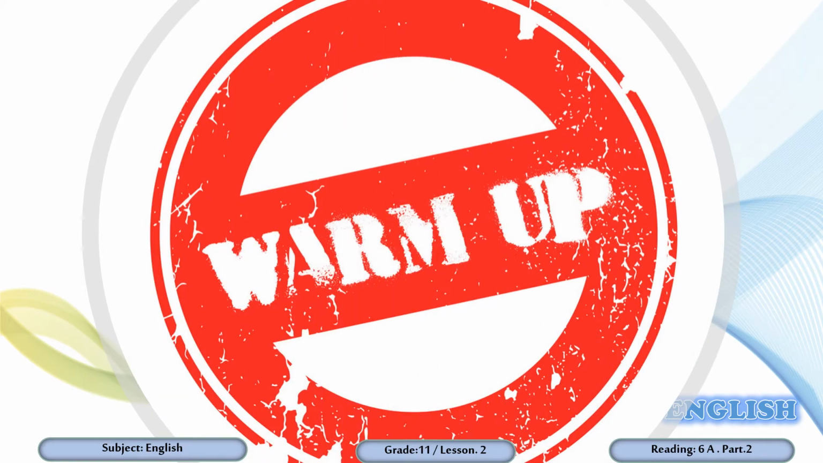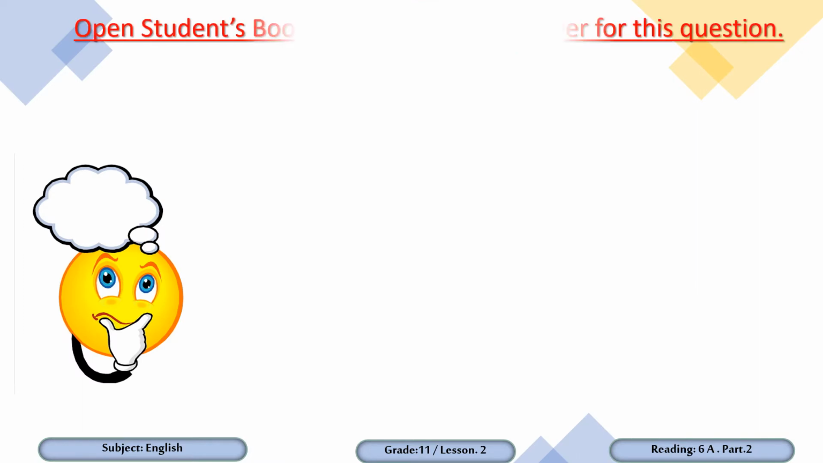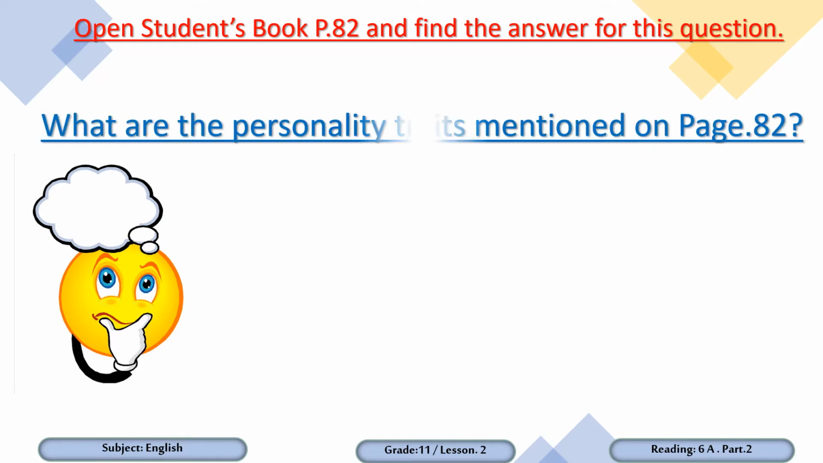Now it's time to warm up. Dear students, please open student's book, page 82, and try to find answer for this question. The question is, what are the personality traits mentioned on page 82? Please pause the video for some time. Try to read page 82 well, then try to find answer for the question. After that, play the video again in order to check your answers.